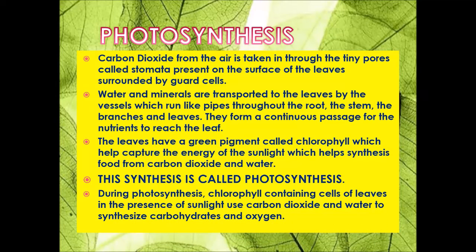During photosynthesis, chlorophyll containing cells of leaves in the presence of sunlight use carbon dioxide and water to synthesize carbohydrates and oxygen. We just learned that plants prepare their own food through photosynthesis. What is that food? That is carbohydrates. And what is released in the air? Oxygen.